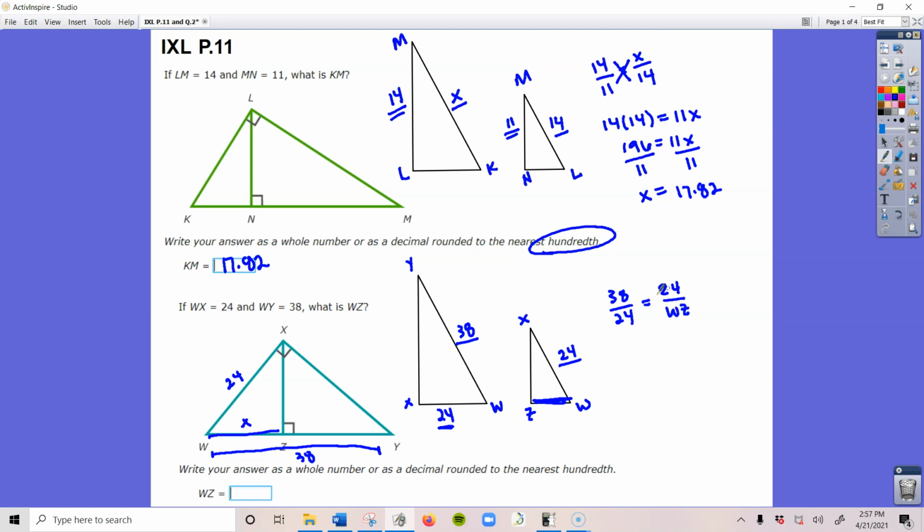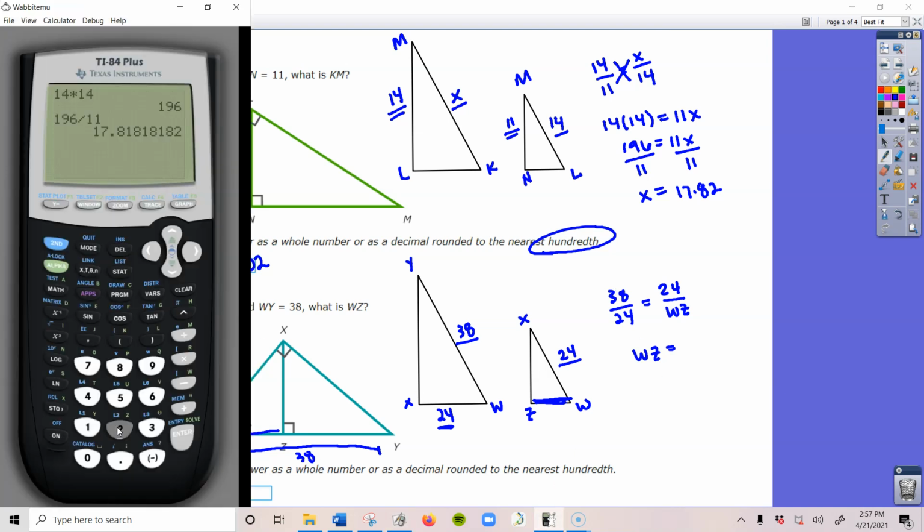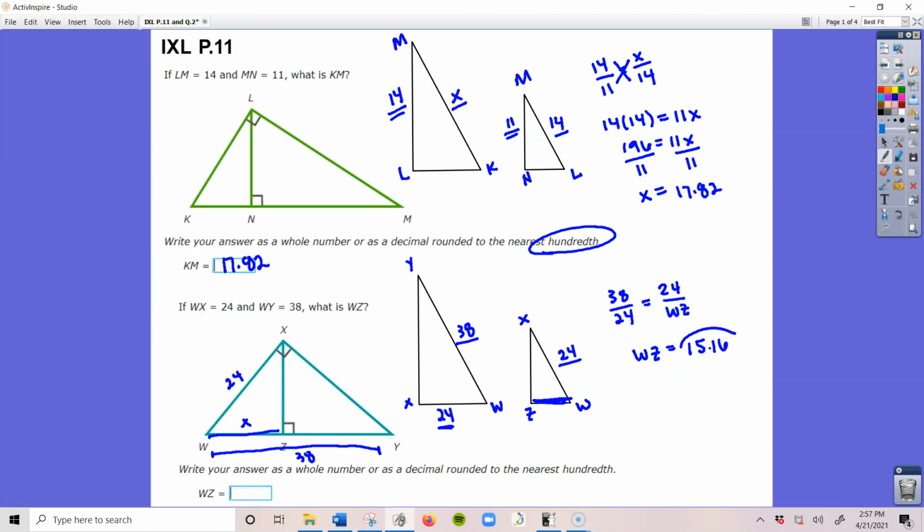Now what we can do here is cross multiply, again, just like we've been doing. Or if you want to do it in one swoop, the numbers that are in the diagonal, you multiply and then you divide by the leftover number. So I can do 24 times 24 divided by 38, and I end up with the answer of 15.16 since they wanted to round to the nearest hundredth. So 15.16, and that would be your answer.